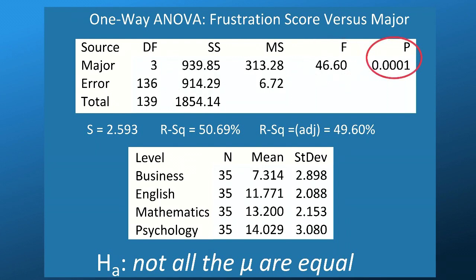The p-value of the ANOVA F test is the probability of getting an F statistic as large as we got, or even larger, had the null hypothesis been true. That is, had the population means been equal. In other words, it tells us how surprising it is to find data like those observed, assuming that there is no difference among the population means. This p-value is practically 0, telling us that it would be next to impossible to get data like those observed had the mean frustration level of the 4 majors been the same as the null hypothesis claims.